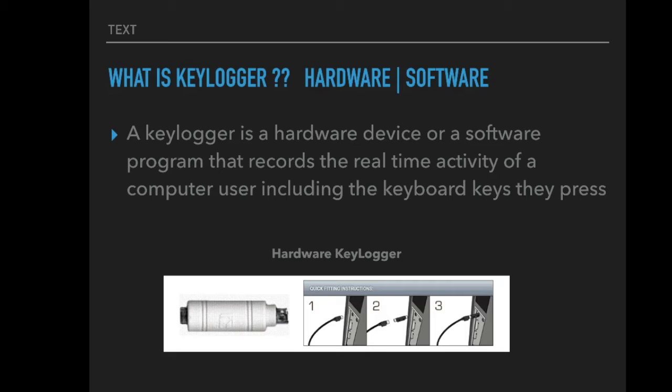Second one is software keylogger. Software keyloggers are software that will directly install to your computer to track your real-time activity. Hardware keylogger is only identified by humans.